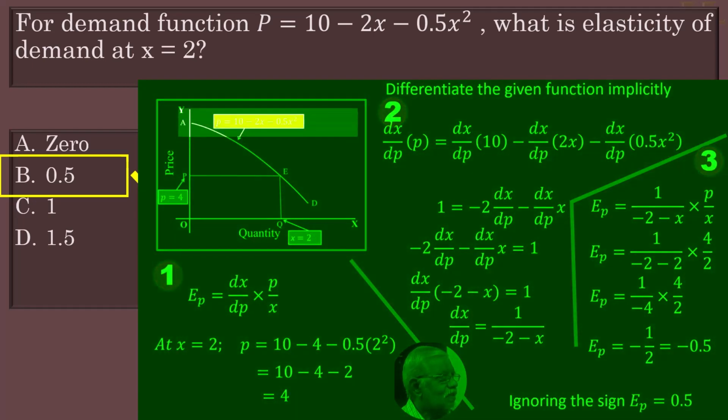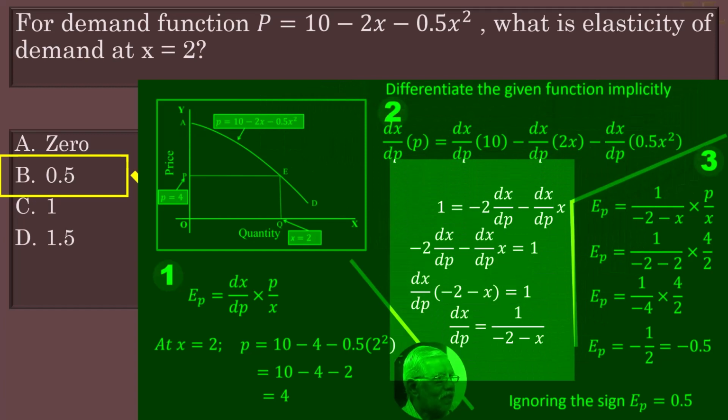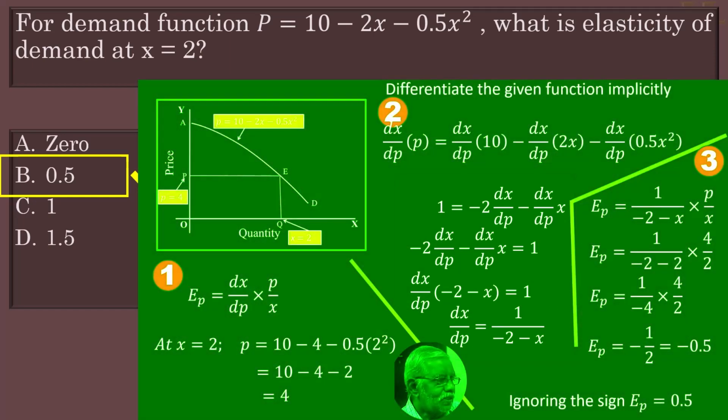4, p equal to 4. The given function is given in terms of p. It is an inverse function. We have to use implicit differentiation. It is done here. dx by dp equal to 1 by minus 2 minus x. Please pause the video, go through each and every step slowly and try to understand. We have all the values.